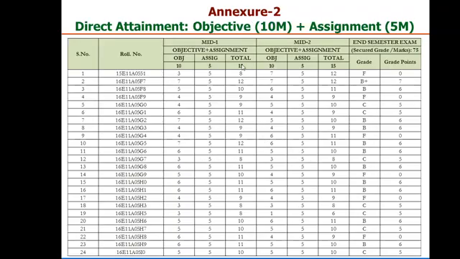Then coming to the second component, or second assessment tool, in mid exam, we have taken the objective test plus assignment test together. The objective test carries 10 marks, assignment carries 5 marks. By combining these two, overall 15, as per our threshold values defined. Here the marks are given. In mid 1, objective marks out of 10, assignment, total out of 15. Based on these marks, the threshold values are defined. Similarly, mid 2, objective, assignment, then total.